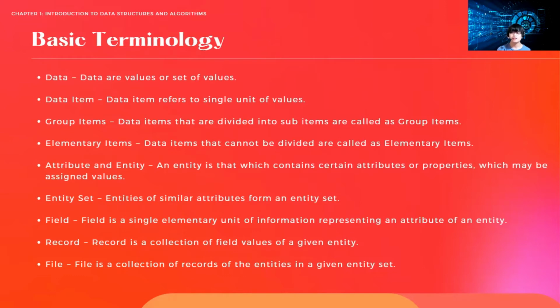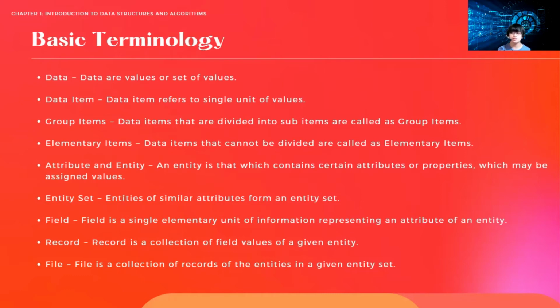The entity set is the set of entities with similar attributes. A field in programming is a single elementary unit. When we say elementary unit, again, these are items that cannot be divided. A record is a collection of field values of a given entity, and a file is a collection of records of the entities in a given entity set.